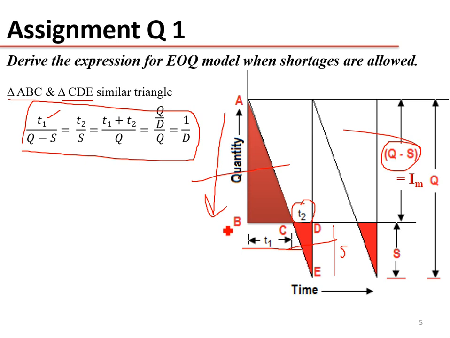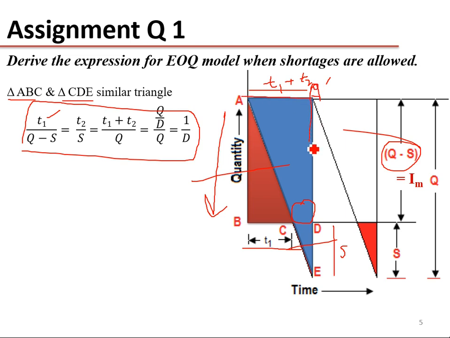Okay, and this triangle, T1 plus T2, this triangle is A, E, or any notation you give. Suppose we put A dash over there. So A dash, E, and A dash is what? This is nothing but T1 plus T2. This is T1 plus T2.